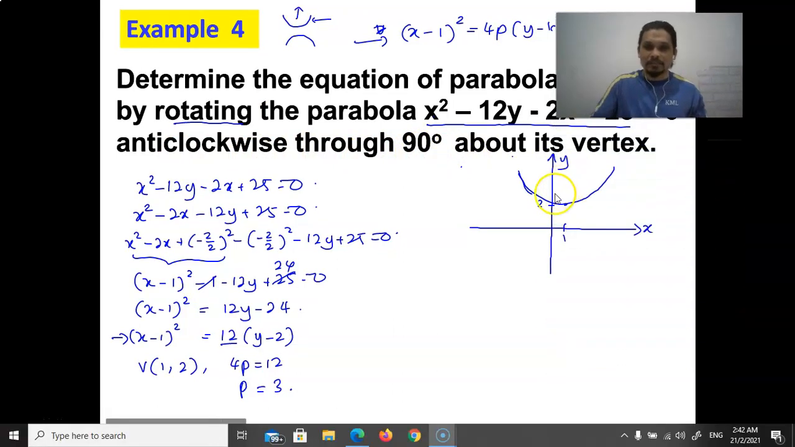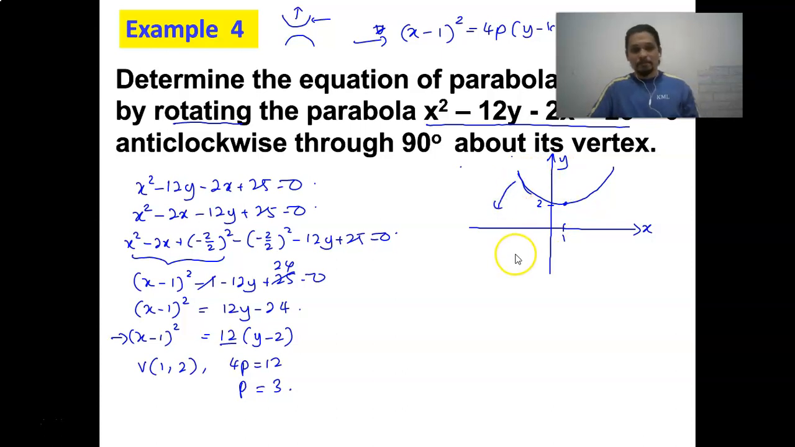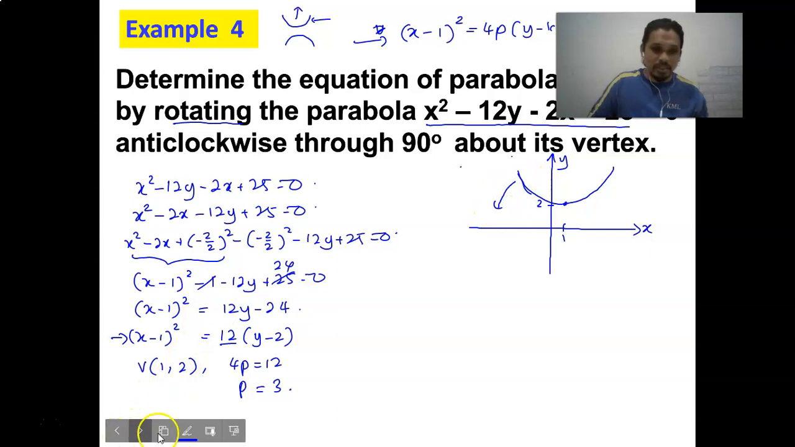Okay, meaning this is the parabola and this is the vertex. So from here we rotate it 90 degrees. So this parabola rotates 90 degrees, so you can imagine it here, maybe something like this.